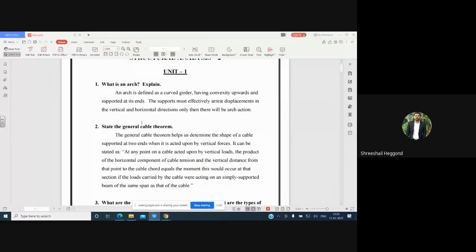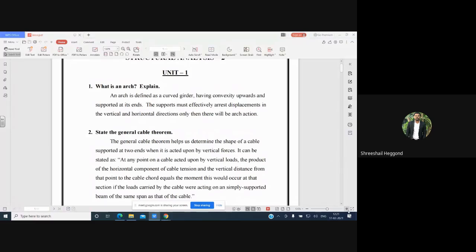First, we'll deal with the theoretical bit of the arch and cables as well as the 3-hinge arch, and then we'll be starting with what is a 3-hinge arch and how to solve the numericals on a 3-hinge arch, because it is a determinate structure. Okay.